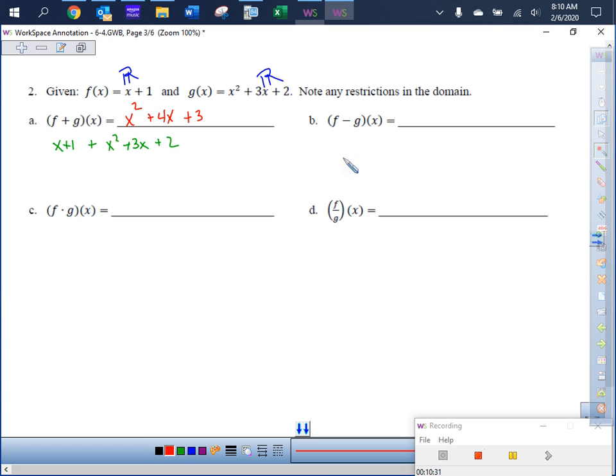Let's subtract them from each other. What order? F's first. So we'll do x plus 1. And then to take away all these other terms, everybody's sign changes. So that's like a minus x squared, minus 3x, and a minus 2. It doesn't mean they all become negative. All the signs change. And in this case, they all became negative. So combining like terms, it'll be negative x squared minus 2x's, and then minus 1, right?